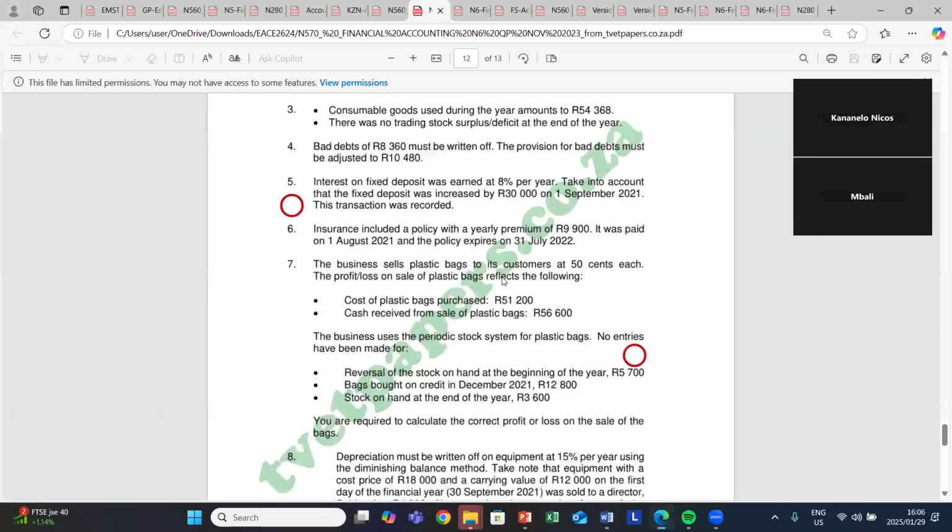I think our plastic bags cost 50 cents. We sold them for 50 cents. Maybe they should increase the price. Maybe sell our plastic bags for 1 rand this time. Yeah, with 1 rand. Please.